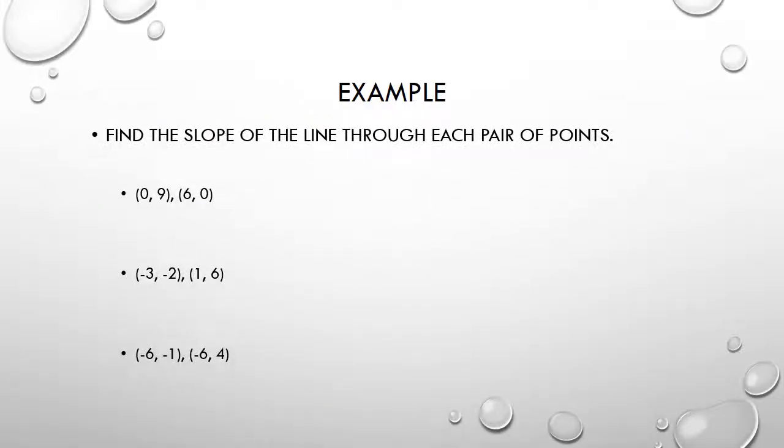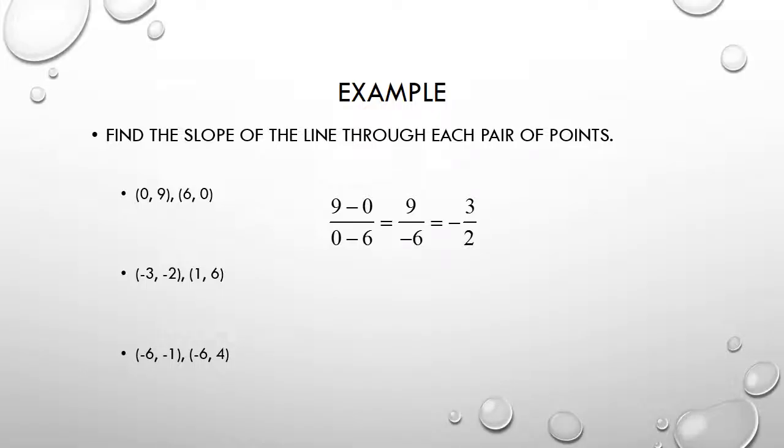Now we're going to find the slope of the line through each pair of points. We're going to use the formula for slope. Again, remember, that's y2 minus y1 over x2 minus x1. Pause the recording and give this a try, and then resume the recording to see how you did. Okay, our first pair of points, we're going to have 9 minus 0 over 0 minus 6. That gives us 9 over negative 6, or negative 3 halves.